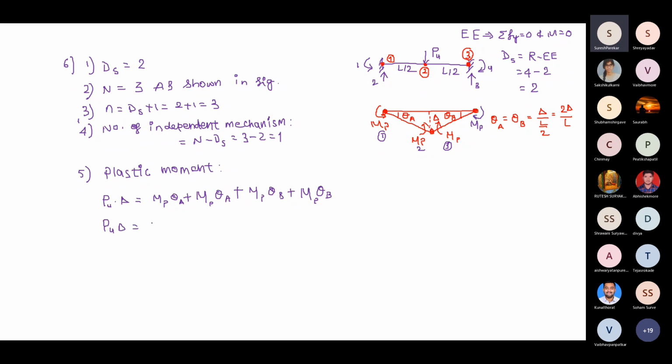So we have 4 MP into theta. So 4 MP into theta is 2 delta by L. Delta delta gets cancelled. MP is equal to PU L by 8.